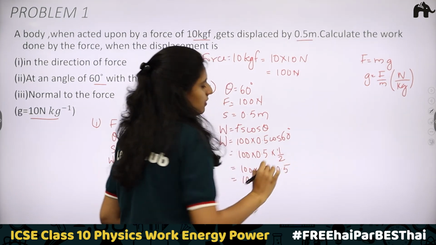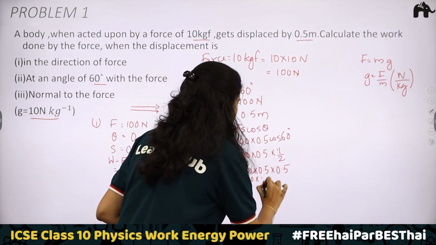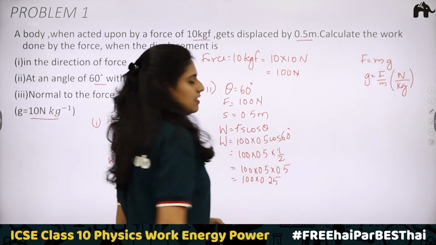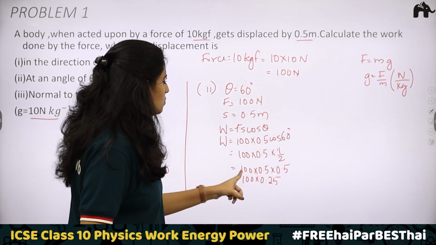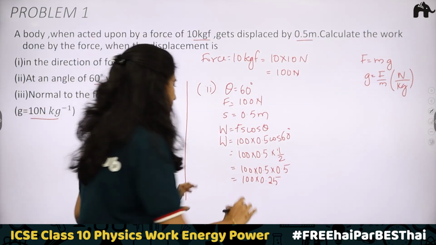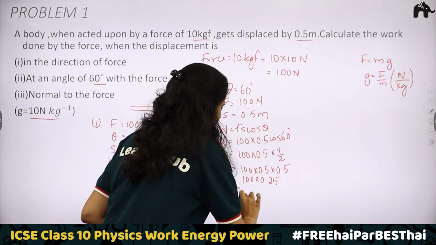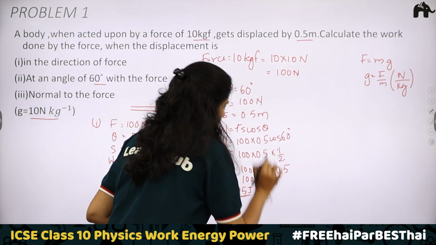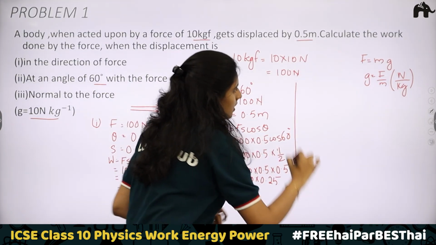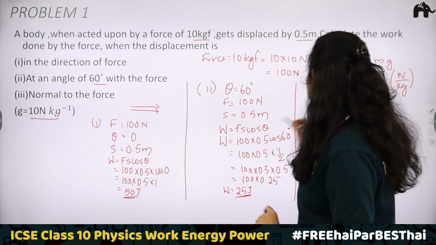100 into 0.5 into 0.5, you will be getting 0.25. 0.25 into 100, what do we get? 25. Correct. So work is 25 joules. Now the third case.